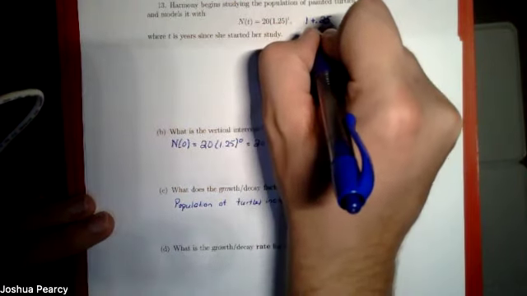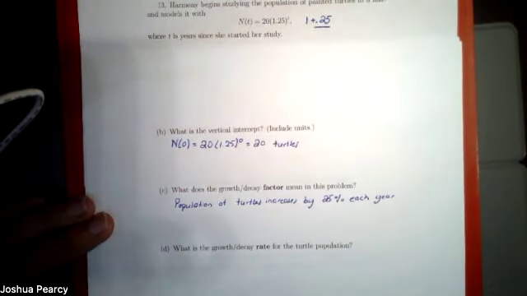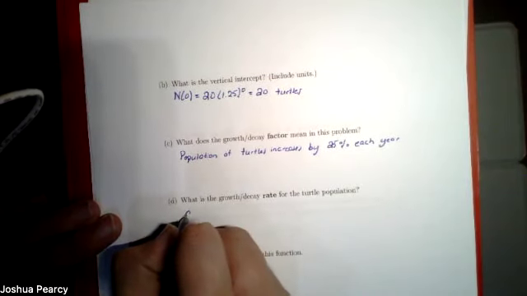And then it says, what is the growth decay rate for the turtle population? So in this case, we're talking about a growth rate, and it's this 0.25 here. And if we convert this back to a percentage, it's 25%. So the growth rate is 25%.